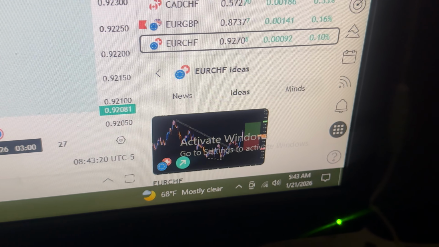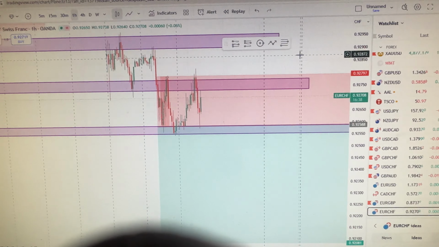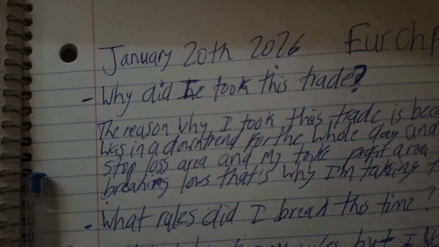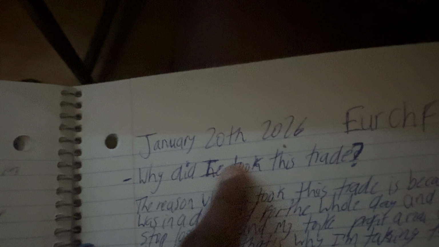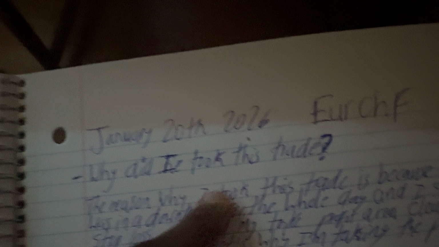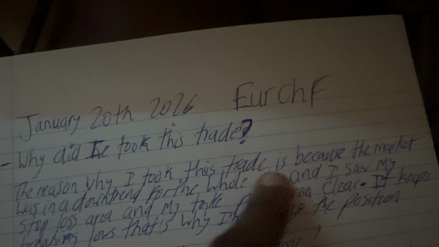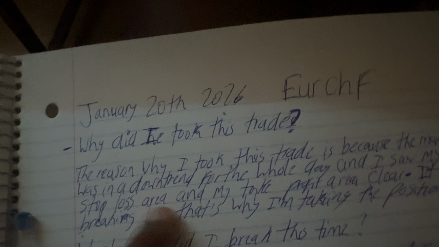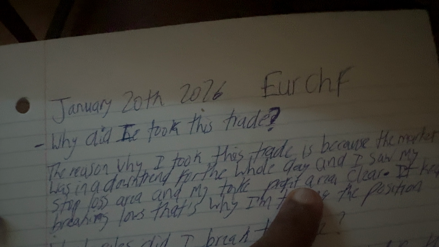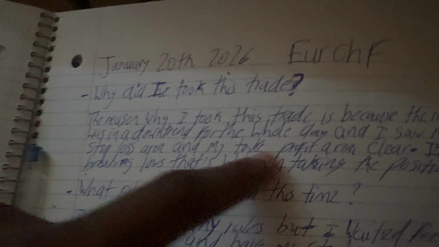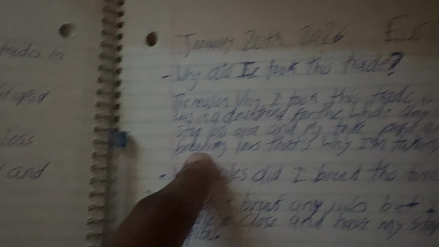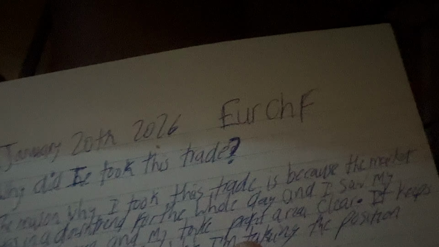January 21st, 2026. Today's a Wednesday. So I took this trade, Euro CHF, last night. As you guys can see on my notebook, January 20th, 2026, Euro CHF. Why did I take this trade? The reason why I took this trade is because the market is in a downtrend for the whole day. And I saw my stop loss area and my take profit area clear. It keeps breaking lows. That's why I'm taking the position, right?